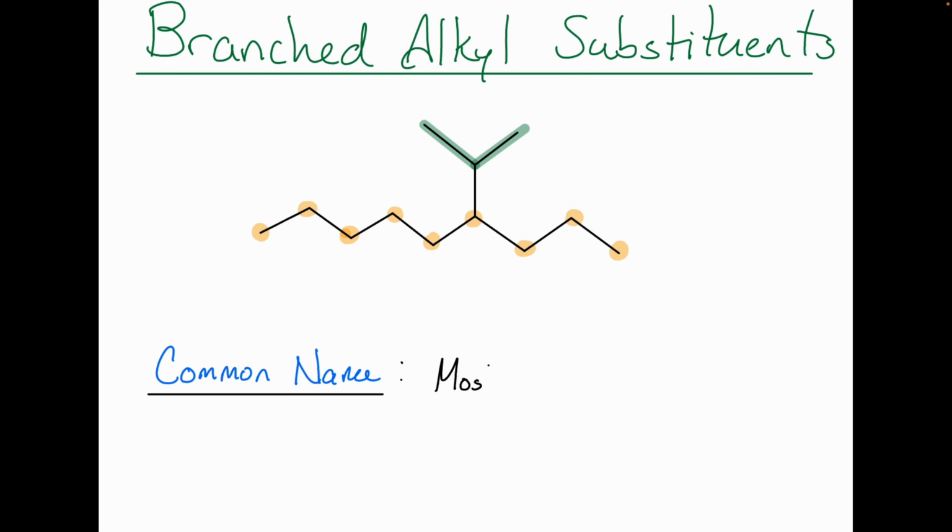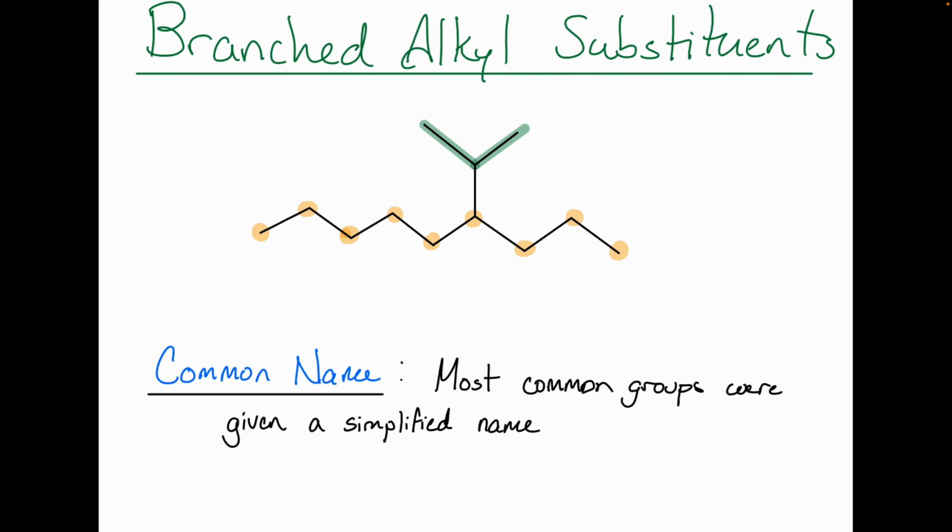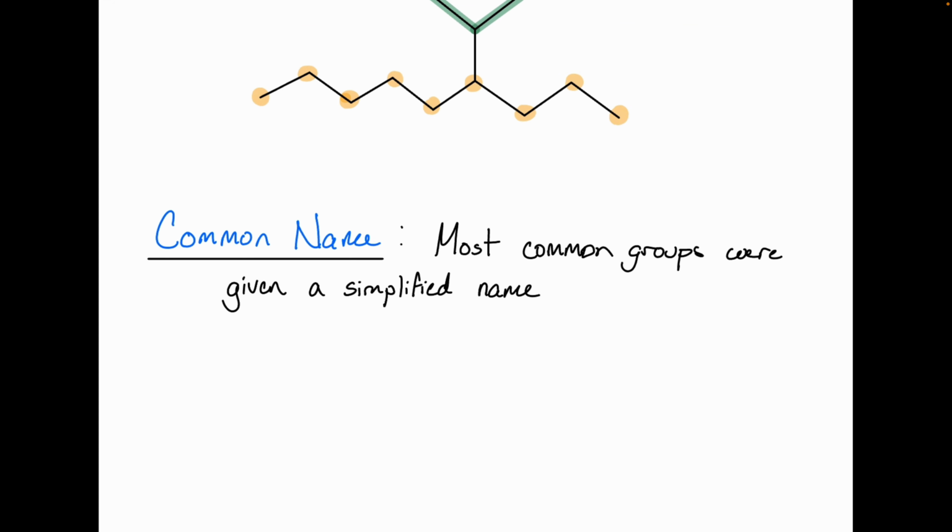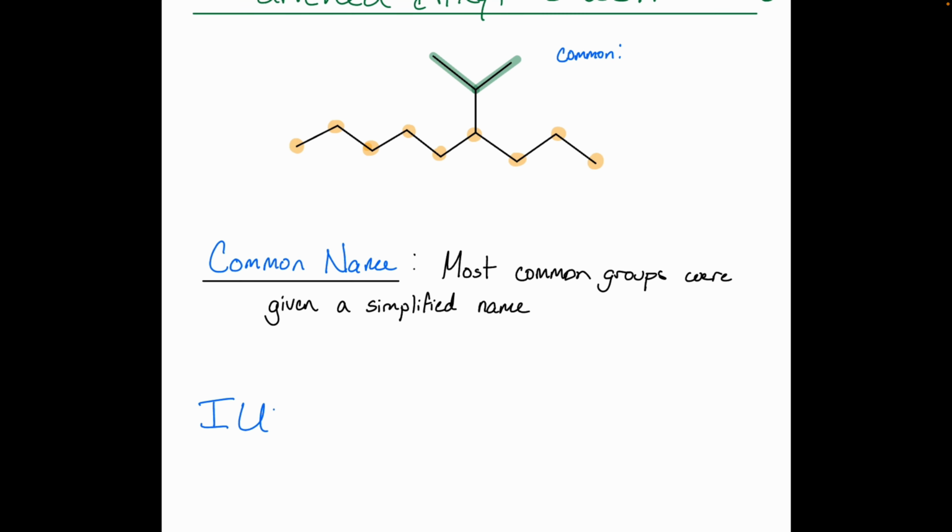So our most common groups were given a simplified name. We're going to be able to refer to this branch substituent here, this little fork that I have at the top, by both what's called a common name, but also what's called an IUPAC name. The IUPAC is the International Union of Pure and Applied Chemistry.